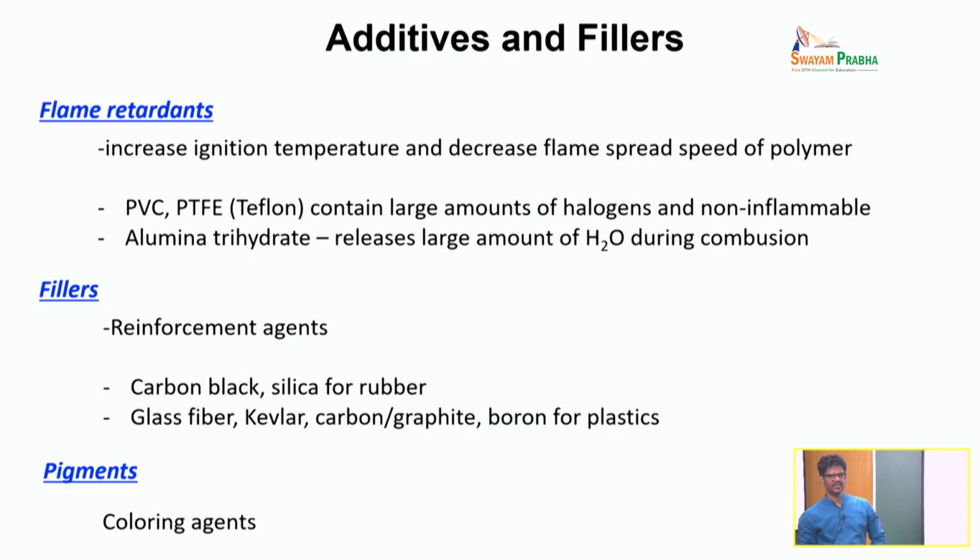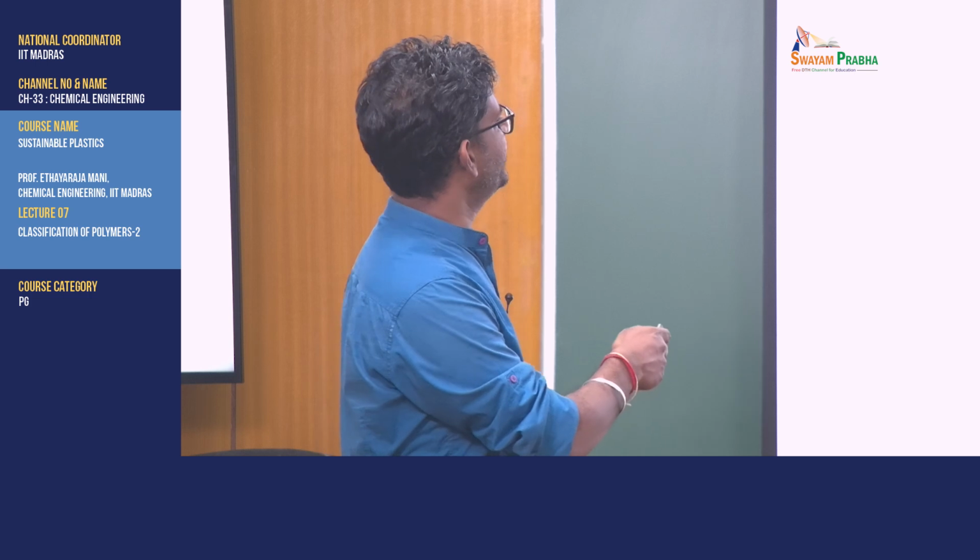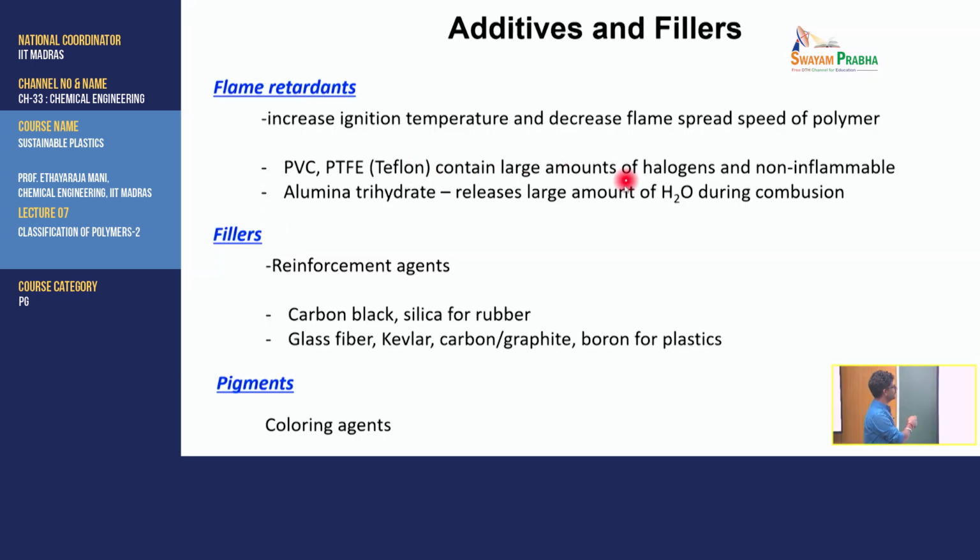And as I said, flame retardant. The reason to use a flame retardant is to increase the ignition temperature, meaning the temperature at which it will catch fire. By adding a flame retardant, you can increase that, or in other words, you can have an agent that will scavenge the free radicals. Mostly halogens are used for this application. Chlorine, iodine, fluorine, bromine are typical compounds used as flame retardants. Examples are PVC and PTFE, which contain a large amount of these halogenated compounds.